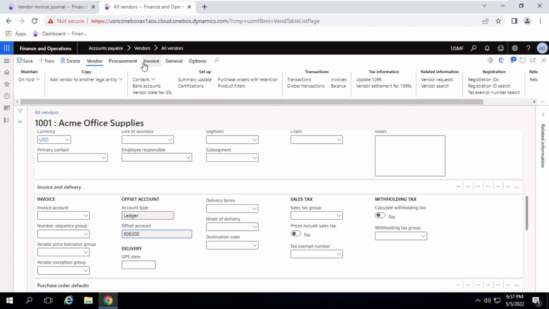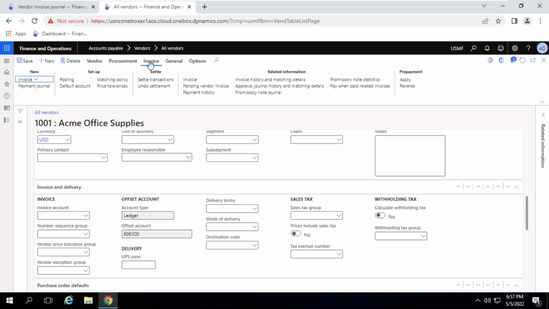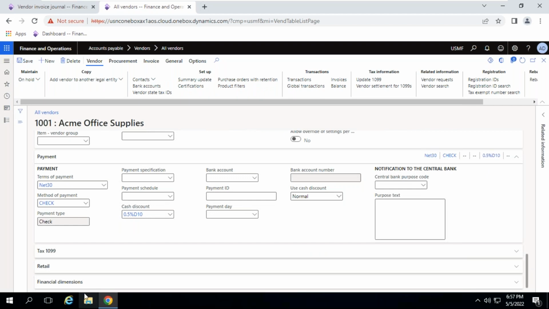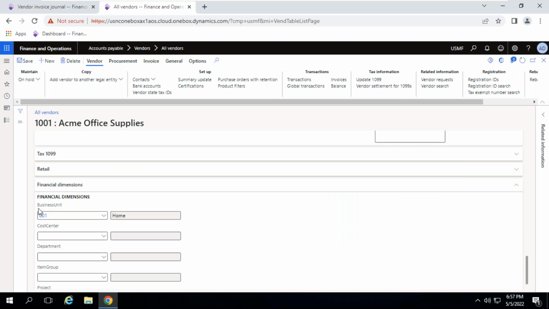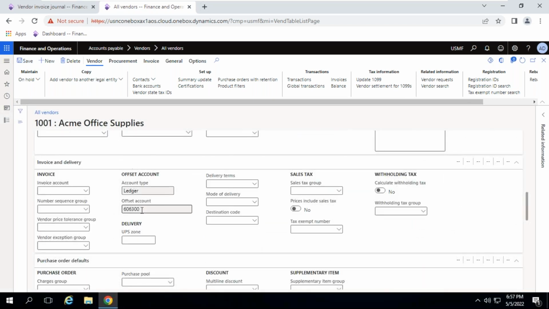Give me a minute. The business unit is also mapped here only. The business unit is from downside, financial dimensions. And the offset account, actually it is not allowing me to select it, am I right? Here it is not allowing.